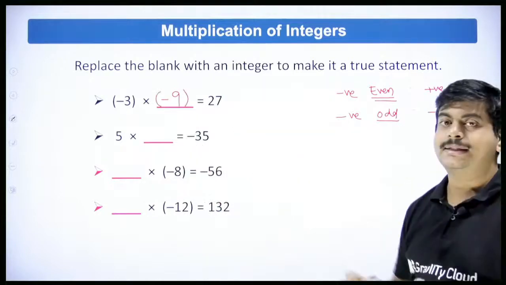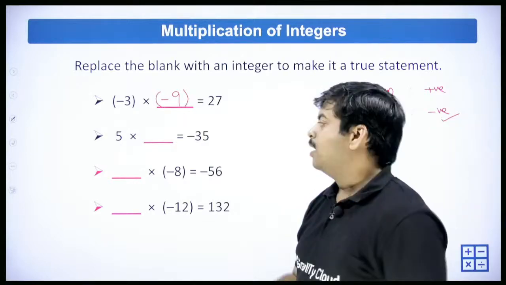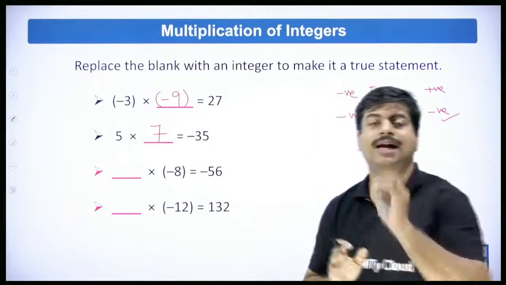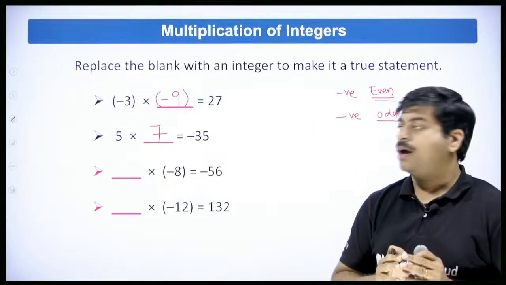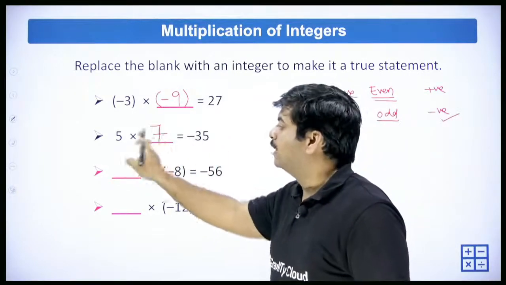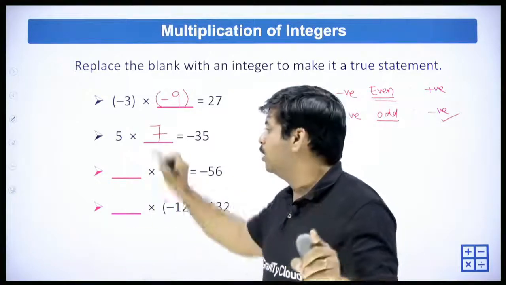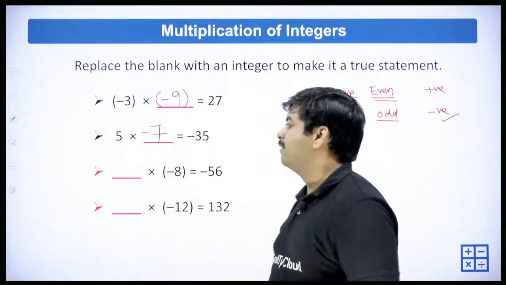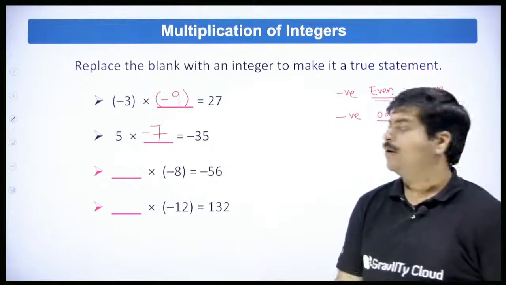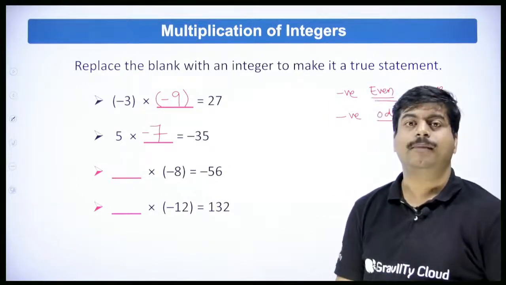The next point is: 5 into which value gives you minus 35? First of all, leave that negative. You know that 5 into 7 is 35, correct? What is that negative value now? Here we have a negative, so one out of these two should be negative. So 5 into minus 7 is equal to minus 35.